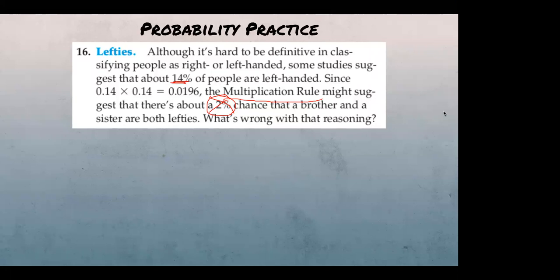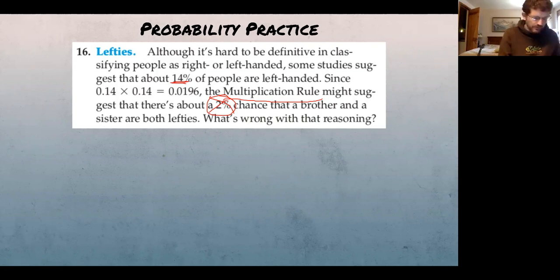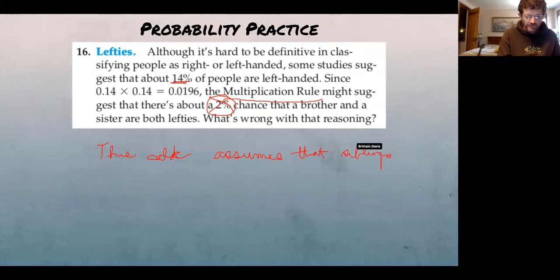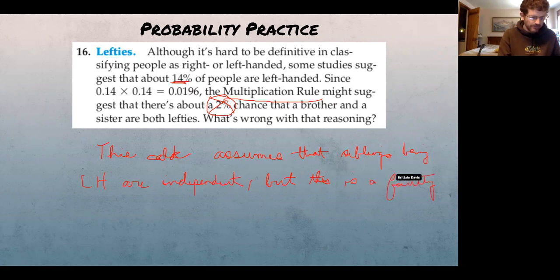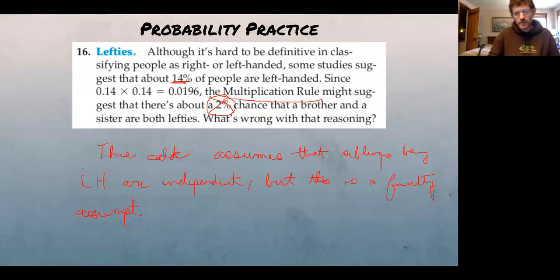So if that problem were on a test, how would you answer that, like, formally? If it was like an FRQ, I would say this calculation assumes that siblings being right-handed or left-handed are independent, but this is a faulty assumption because, you know, genetics might play a role in your handedness.